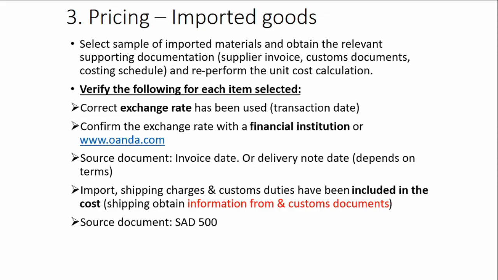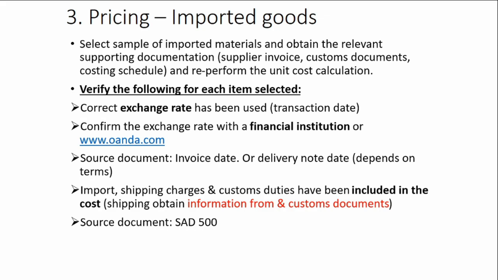So first is getting a hold of the contract or agreement that we have with our supplier, and using that to identify the shipment terms. Once we identify the shipment terms, that will help us identify the transfer date or transaction date. When we have the transaction date, we then want to approach a financial institution and get the exchange rate, and multiply the exchange rate, notice, by the amount on the invoice.